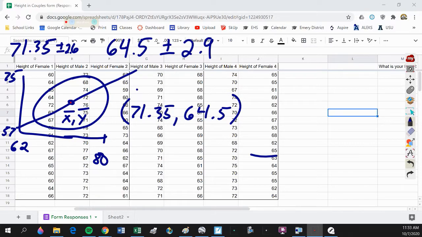The SDX is 2.6 and the SDY is 2.9. That's interesting. The males are less spread out than the females. That surprises me. They're usually the same, but because males are a little bit taller, they're usually spread out a little bit more.